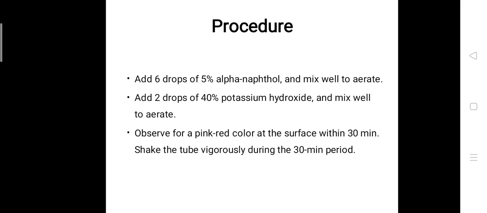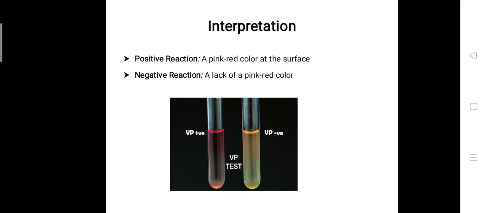Then you have to shake the tube vigorously during the 30 minute period. When you shake the tube, make sure that you shake it gently. Now coming to the interpretation, the positive reaction is indicated by a red pink color at the surface, which means the bacteria has converted the acetoin into a red colored compound. That is why your test organism can be reported as VP test positive, Voges Proskauer positive.